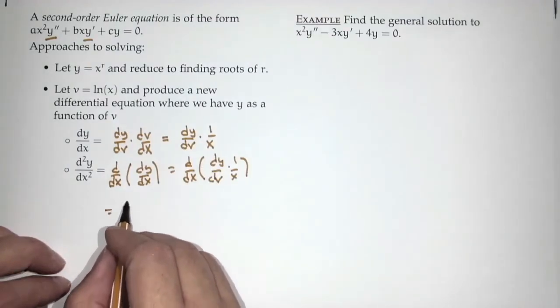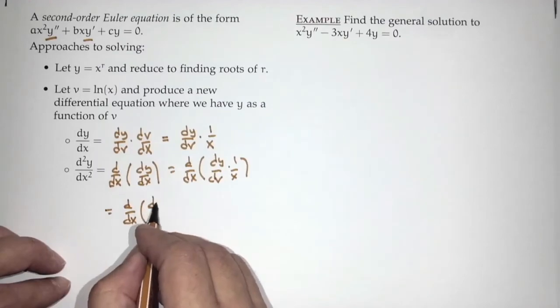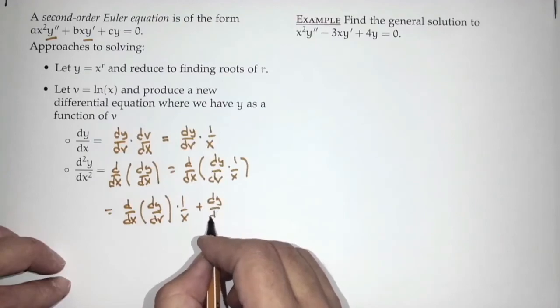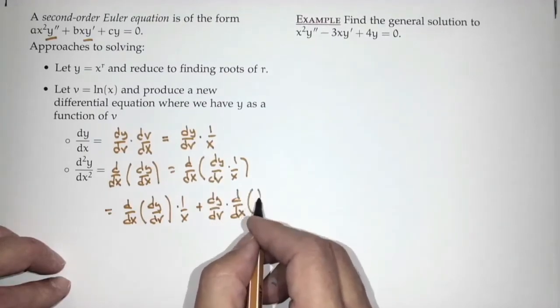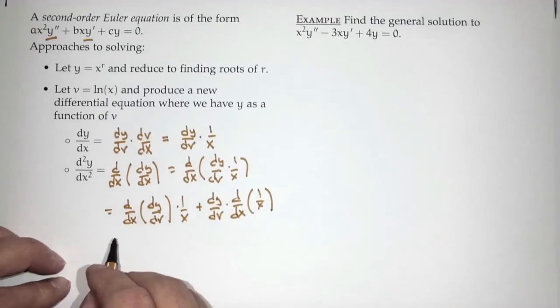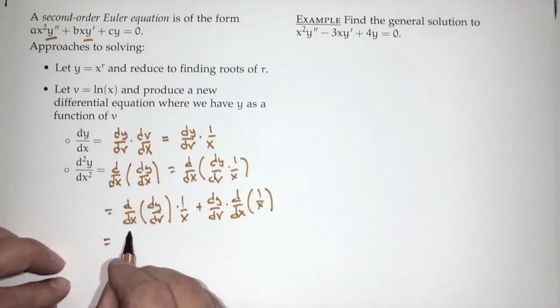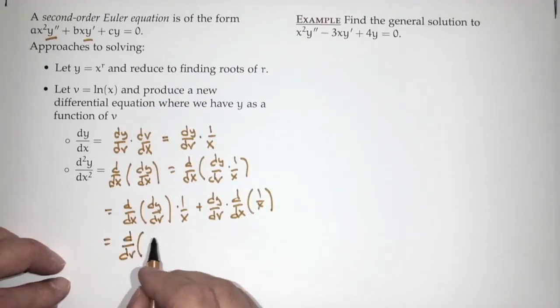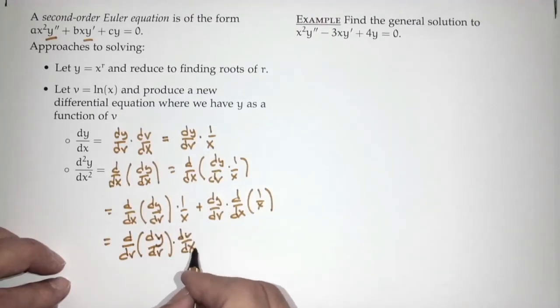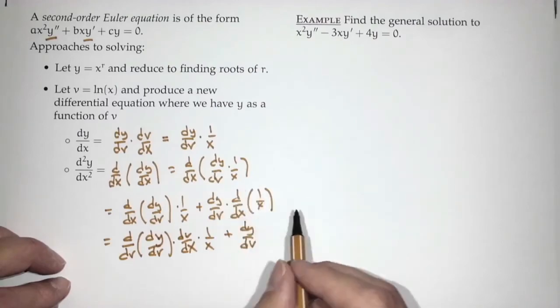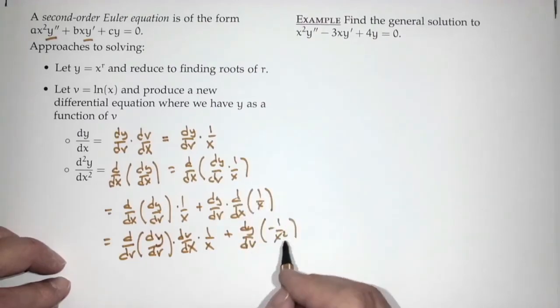So it's really taking the derivative of dy dv times 1 over x. So that says take the derivative with respect to x of dy dv times 1 over x plus dy dv times the derivative with respect to x of 1 over x. That's the product rule. Now, how do you take the derivative with respect to x of dy dv? Well, we do the chain rule again. That's really the derivative with respect to v of dy dv times dv dx times 1 over x. I know, hang in there. The punchline's coming. The derivative with respect to x of 1 over x is minus 1 over x squared.